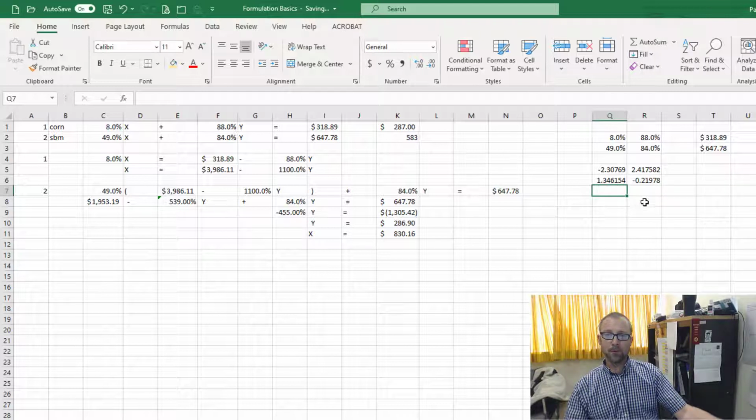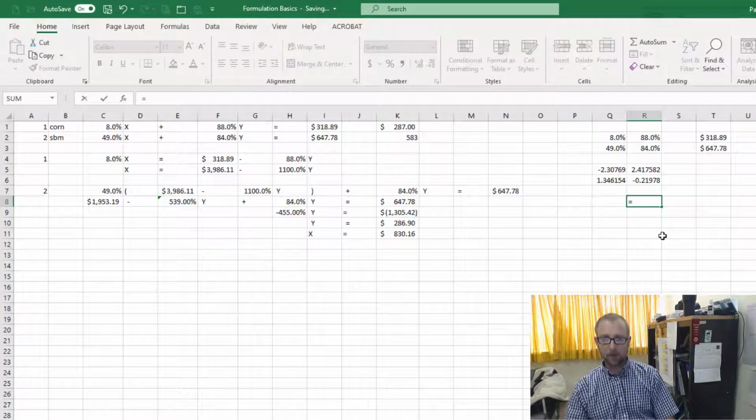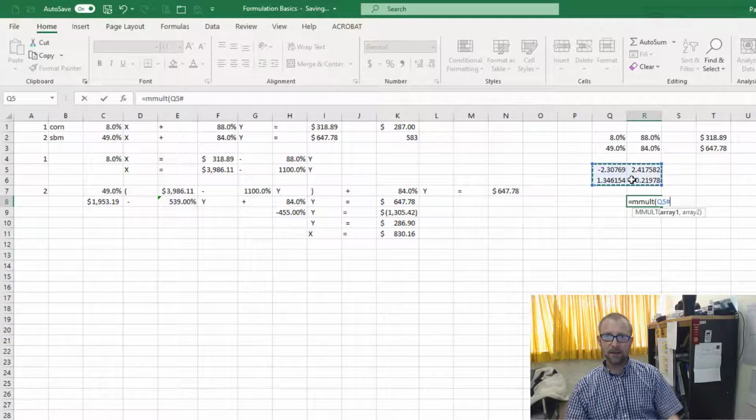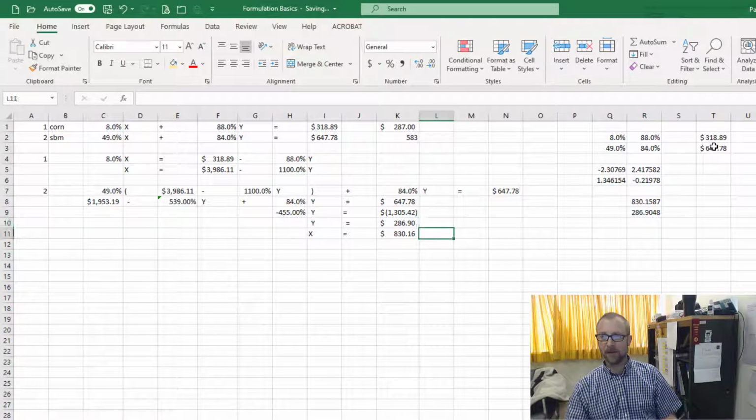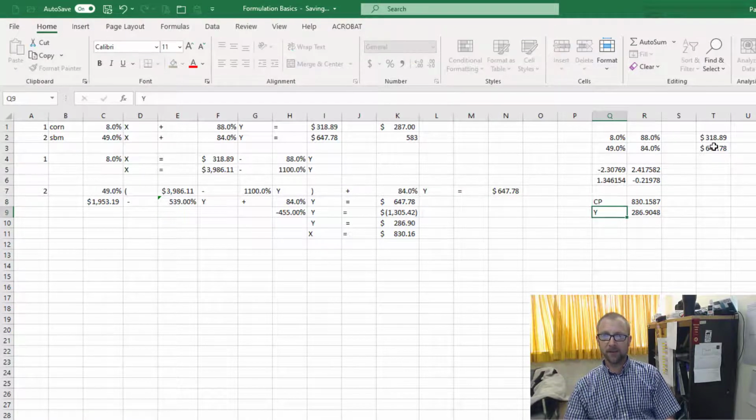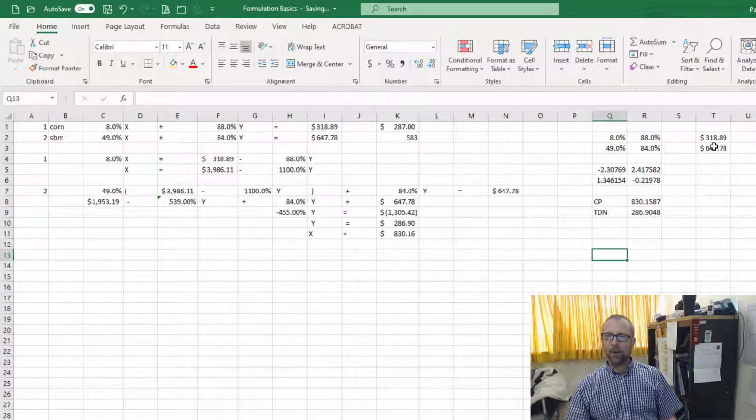Now what we are going to do is multiply M mult this matrix by this matrix right here, this little 2x1 matrix. And as you can see, now we have a matrix of 830 and 286. And by the way, that's exactly what those numbers are right there, 830, 286, 90. Okay, so it's just a very simple way to come up with this value. This is the X, this is the value of the Y, or the value of the protein, and the value of the TDN. Okay, so again, either way will work.